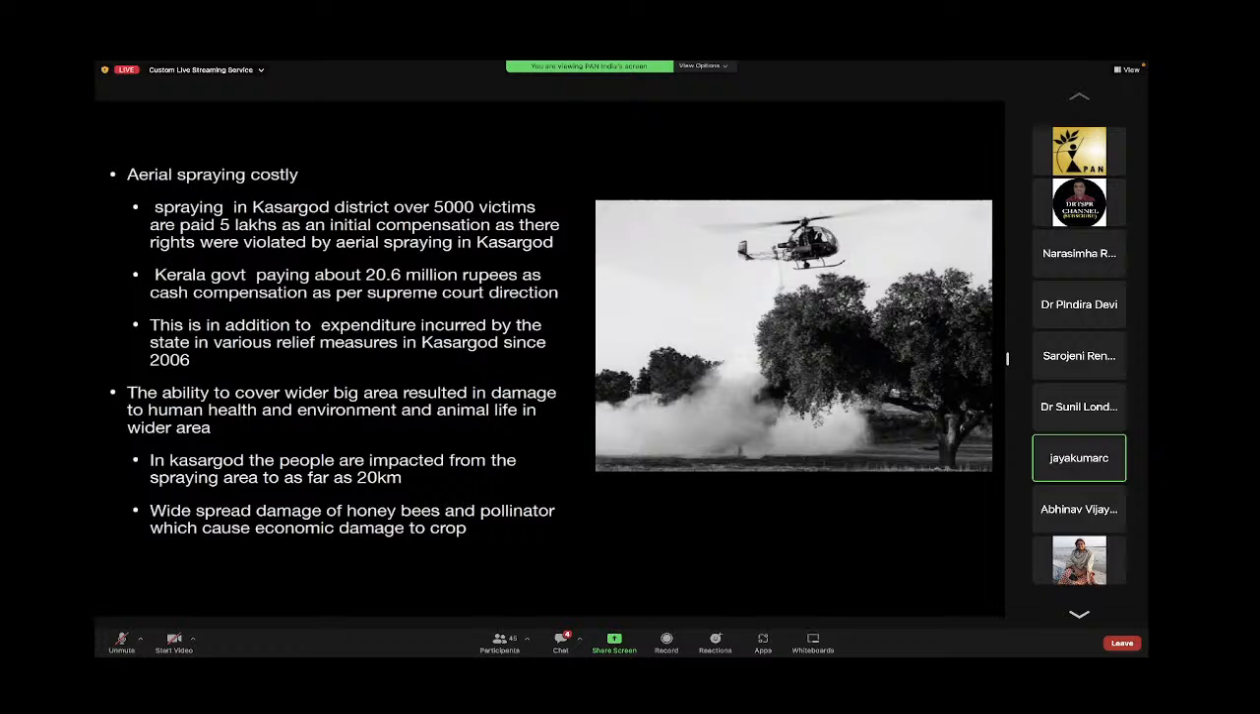This is not including the failures in ecosystem services. This is not including the personal damages caused to the people. This is just the simple compensation by the Human Rights Commission plus the cost spent by the government to meet the medical expenses. Similarly, you see the argument that the aerial spraying can cover wider areas or big areas, and it can control the pest in a big way. But the more areas you cover, the damage also, in that sense, becomes wider and bigger.